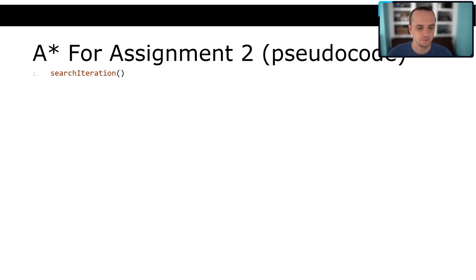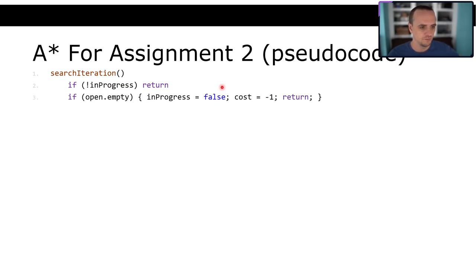Okay, so the first thing in your search iteration function, well, you already know this. This should have been like what you're doing in assignment one. And I guess if you haven't finished assignment one yet, you could actually use this as part of assignment one, or you could use this as a hint for where you may be going wrong with assignment one. So if the search isn't in progress, return, right? Because we're not currently doing anything. We've finished the previous search.